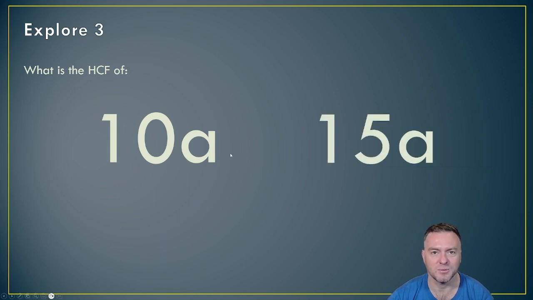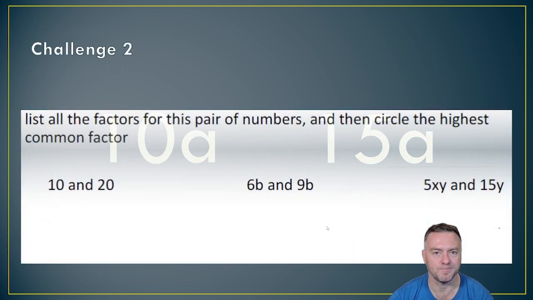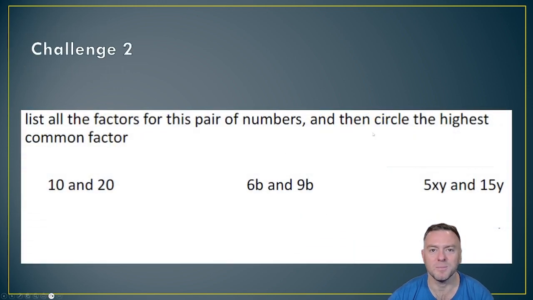Then if we went into the next one, highest common factor of 10a and 15a. So this is a little bit tricky because we've got a variable in here, but it's exactly the same for the number. So it's 5, but then they both have an a, so you could rip an a out of both of them. So list all the factors of the pairs and the numbers and then circle the highest common factor. So just pause the video and see how you go.